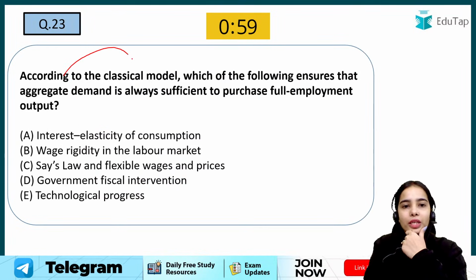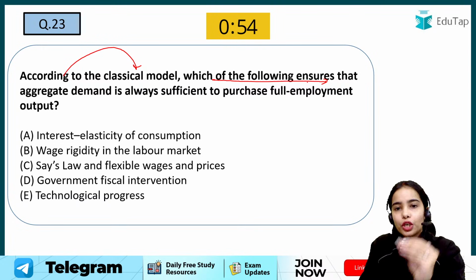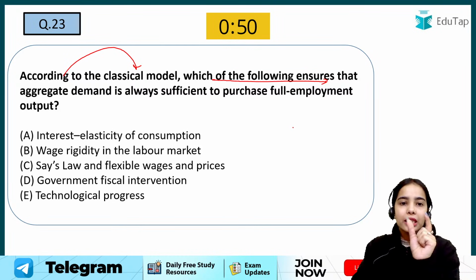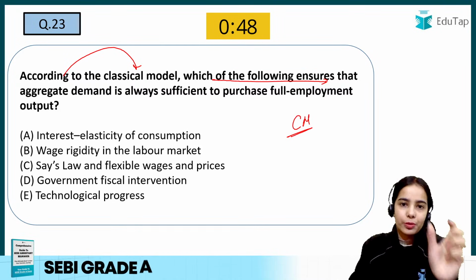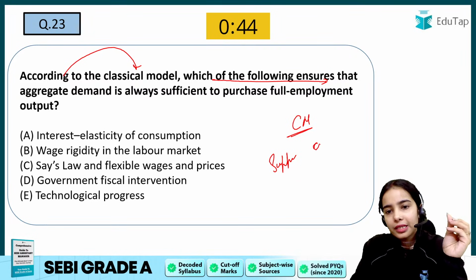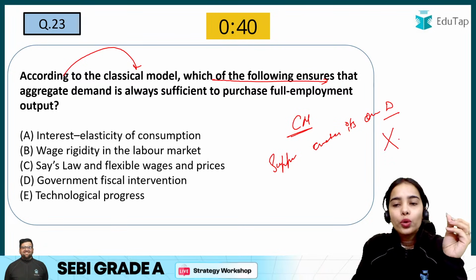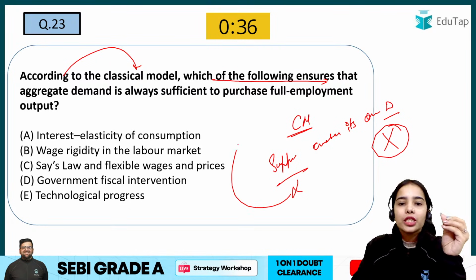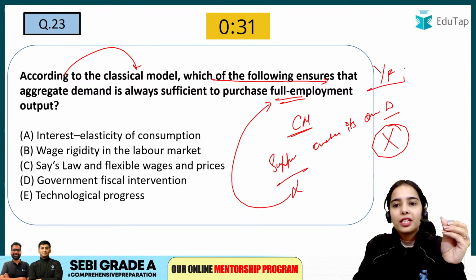Next is, according to the classical model, which of the following ensures that aggregate demand is always sufficient to purchase full employment output? So basically in the classical model, there is a statement that has been given. What is the statement? That supply creates its own demand. So there is no deficiency of demand, and there is never this case of overproduction. The resources are fully employed, the labor is fully employed, the output is produced at the full employment level.